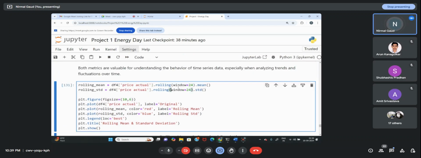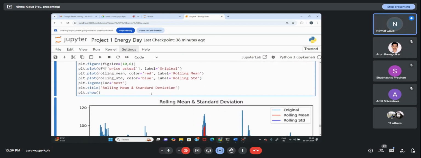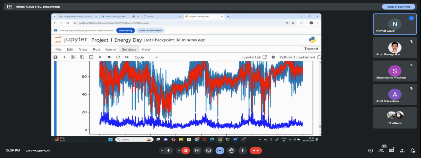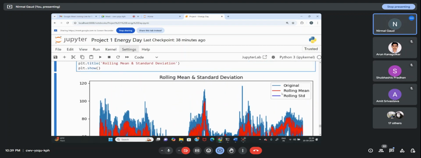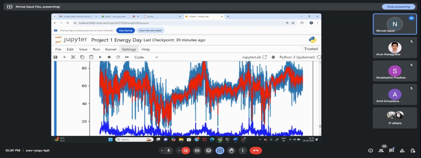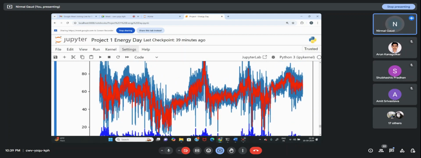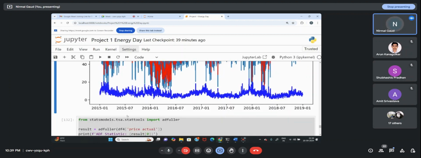Okay, so I calculated the rolling mean and rolling window, and I made the plot for them also. Here you can see this is the rolling standard deviation, this is the rolling mean, and this is the original trend, the blue one. With the mean, you can see it is overlapping with the original trend. Standard deviation is below.